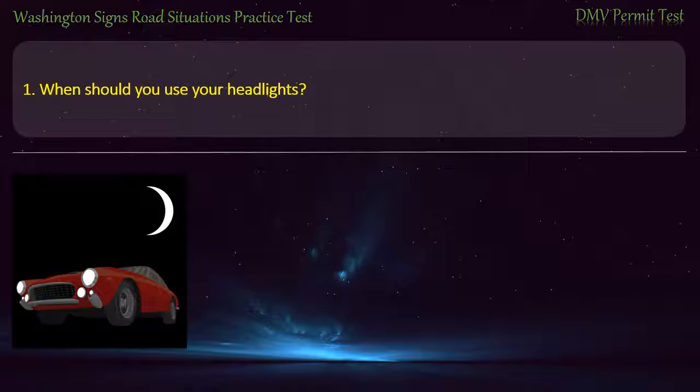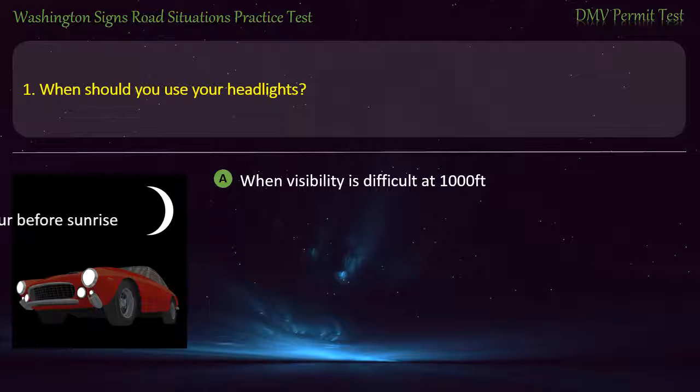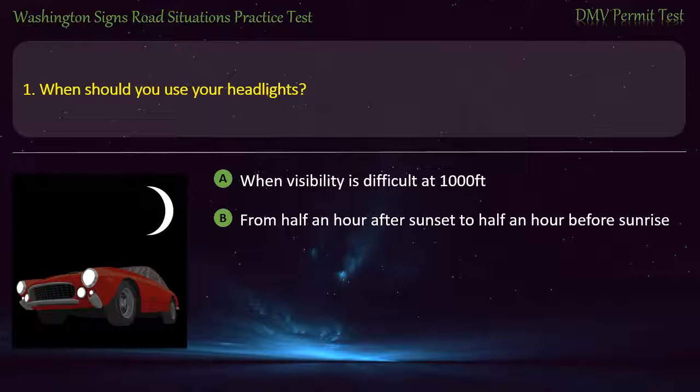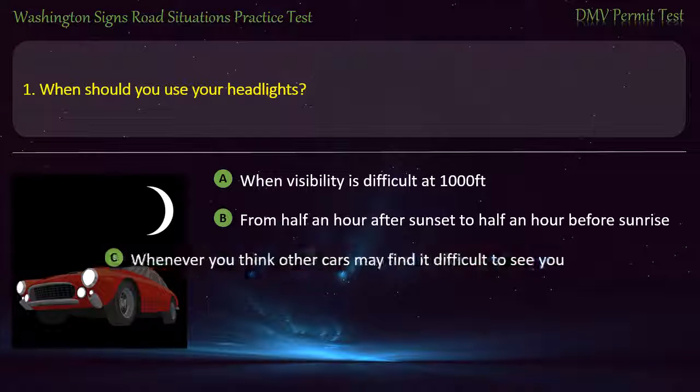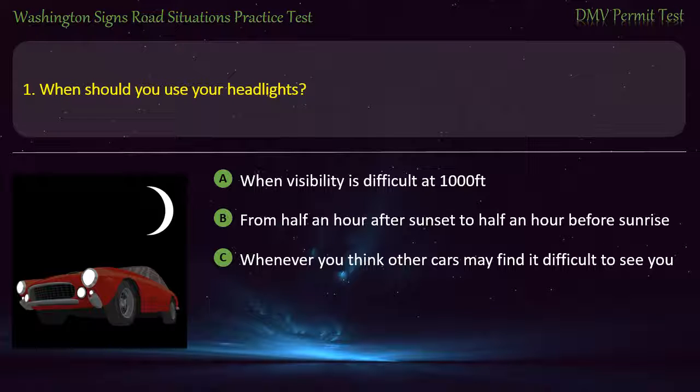Question 1. When should you use your headlights? When visibility is difficult at 1,000 feet. From half an hour after sunset to half an hour before sunrise. Whenever you think other cars may find it difficult to see you. All of the above. Answer. All of the above.